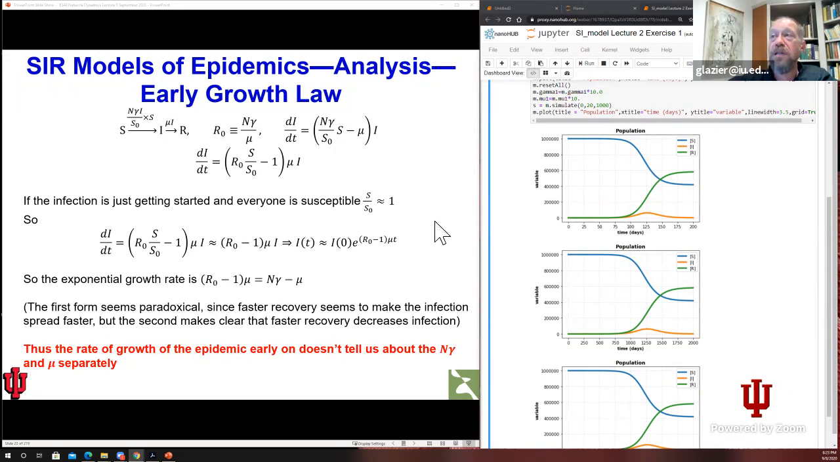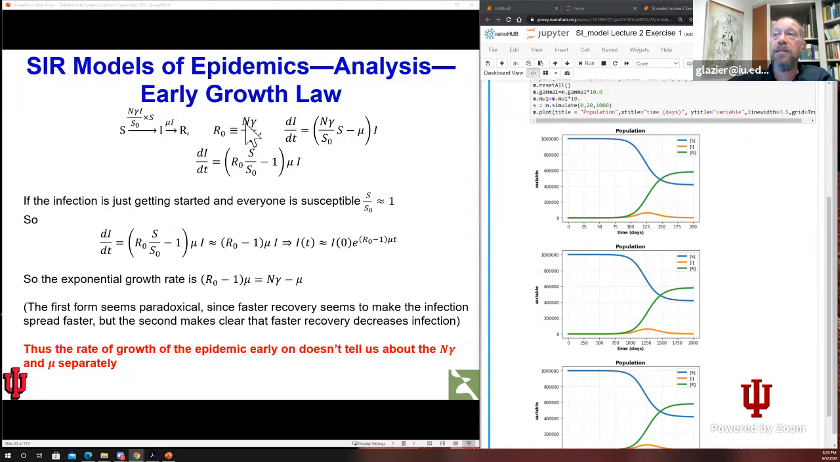When the infection is just getting started, almost everybody is susceptible. We'll assume it's a new infection, so there are no people in the population who are resistant to begin with. So S over S0 is almost 1. So let's look at dI by dt. That's a rewrite. We have n gamma over S0 times S minus mu times I. That's our new infection rate.